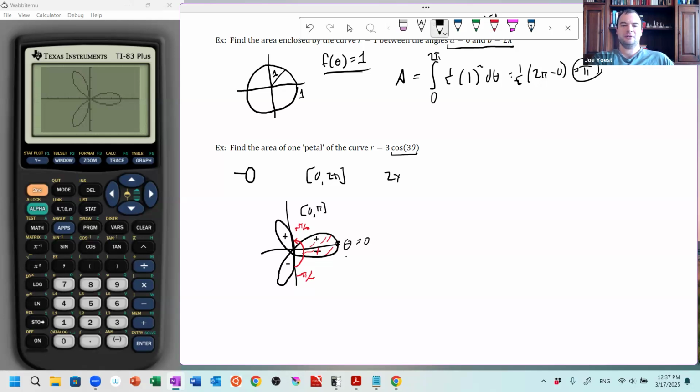And now I just need to figure out what is my range of angles that will trace out just this first petal here. And we might guess it's going to be negative pi over 6 to pi over 6. So we try negative pi over 6, pi over 6. There we go. And that looks just about right.